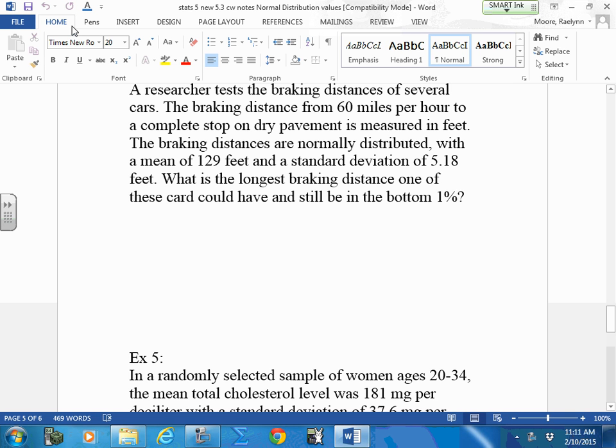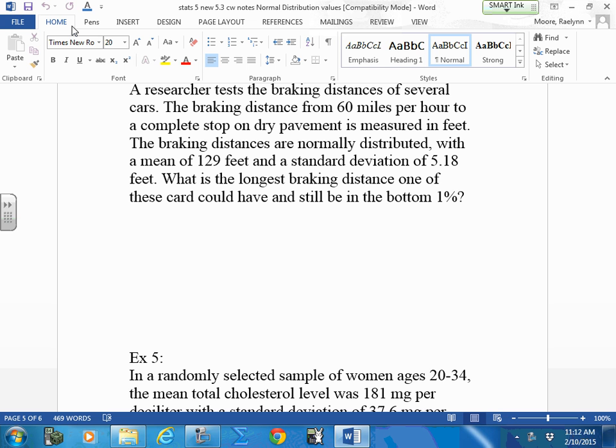A researcher tests the braking distances of several cars. The braking distance from 60 miles per hour to a complete stop on dry pavement is measured in feet. In other words, if you're traveling at 60 miles an hour and you have to slam on your brakes, your car doesn't stop right there, right? You travel for a little bit before your car finally stops. Hopefully it stops before you hit something.